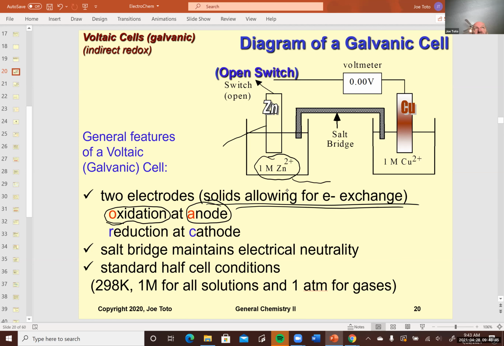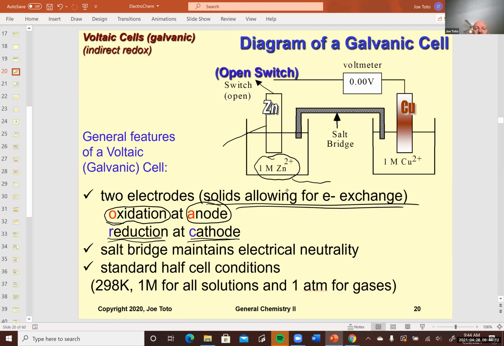When the electrode supplies a solid surface where electrons are gained, then that electrode is called the cathode. And you could remember that cathode because it begins with a consonant, and so does reduction, and that is the definition of the gaining of electrons.